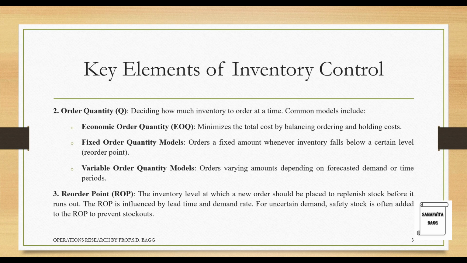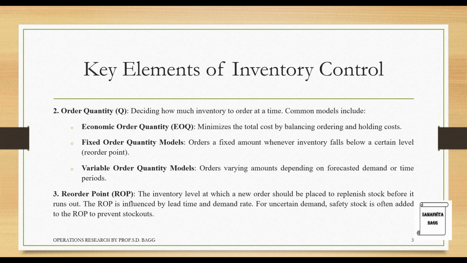The third one is reorder point, ROP, the inventory level at which a new order should be placed to replenish stock before it runs out. The ROP is influenced by lead time and demand rate. For uncertain demand, safety stock is often added to the ROP to prevent stockouts.